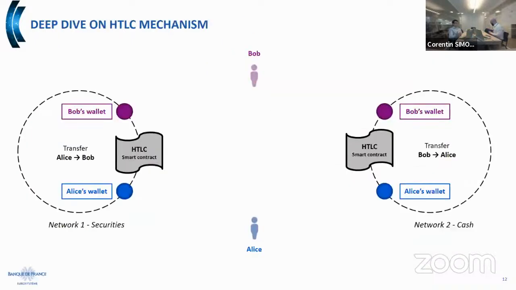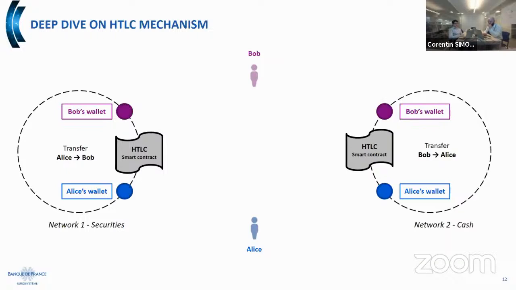I'm going to explain the general HTLC mechanism. Here we have 2 distinct blockchain networks: the securities network on the left, called Network 1, and the cash network on the right, called Network 2. Cash and securities stay on their respective network. That means the cash only circulates on the cash network, and the securities only circulate on the securities network.